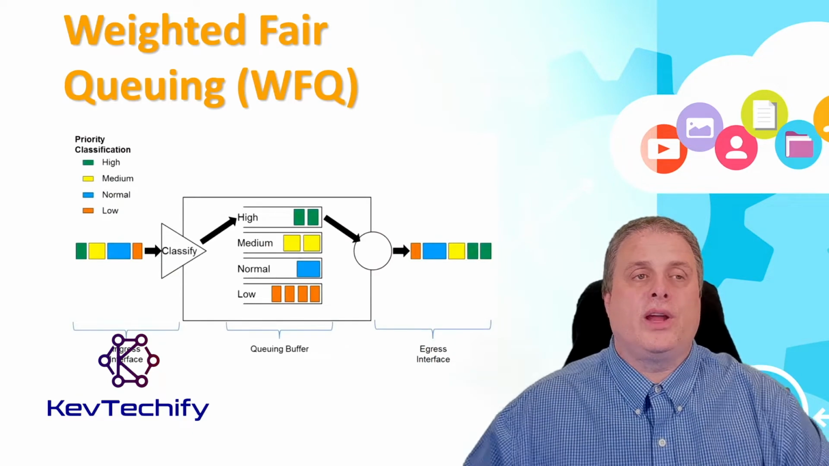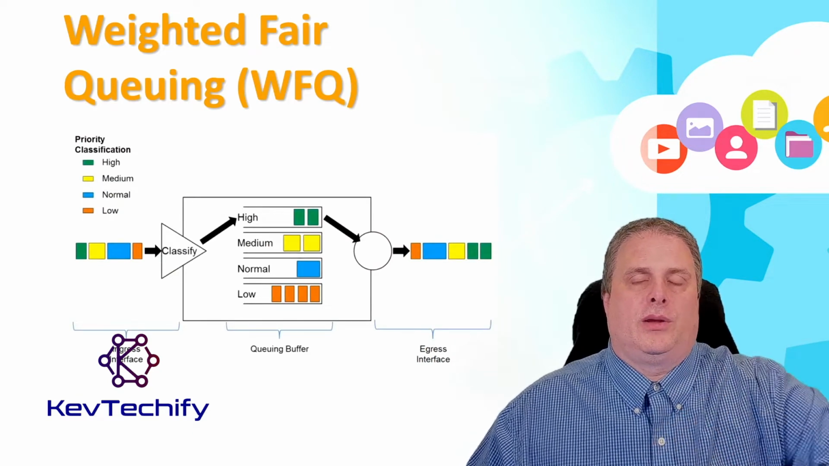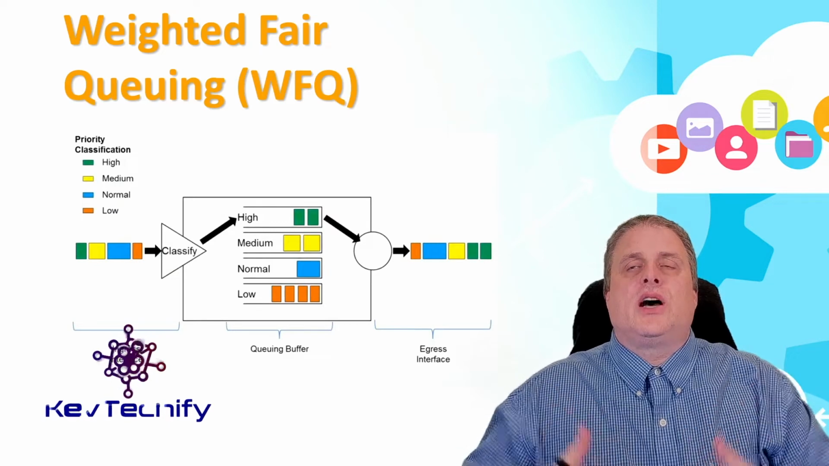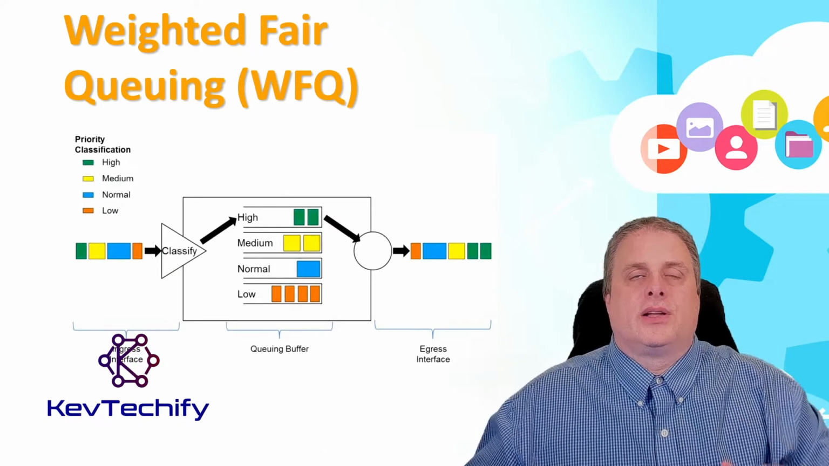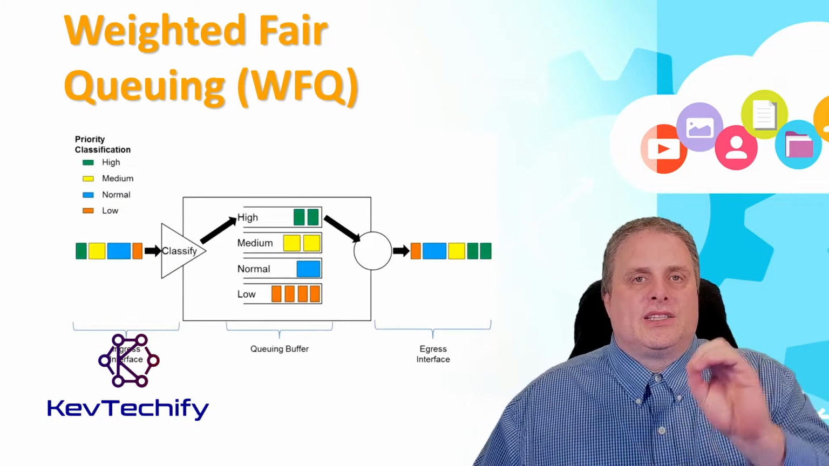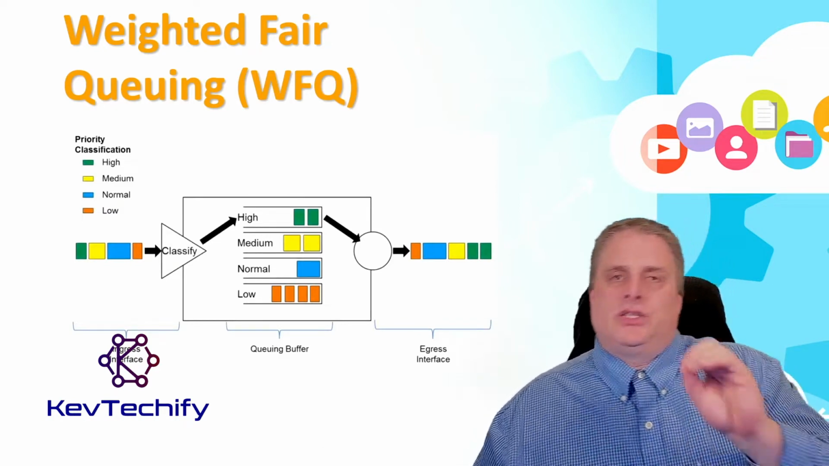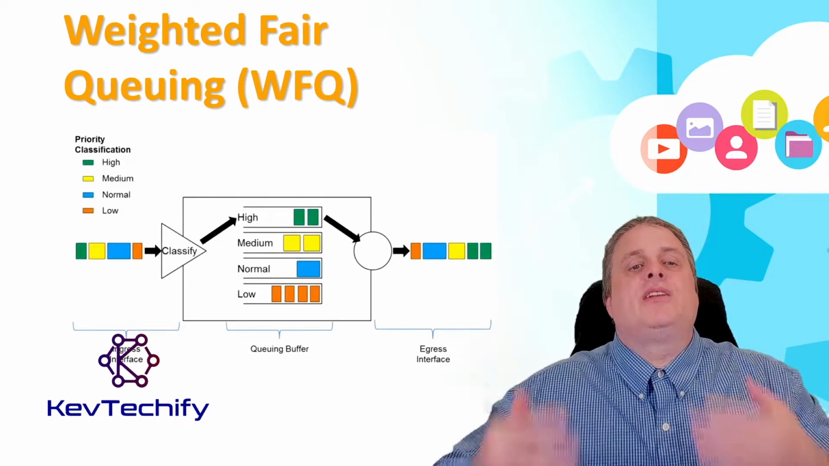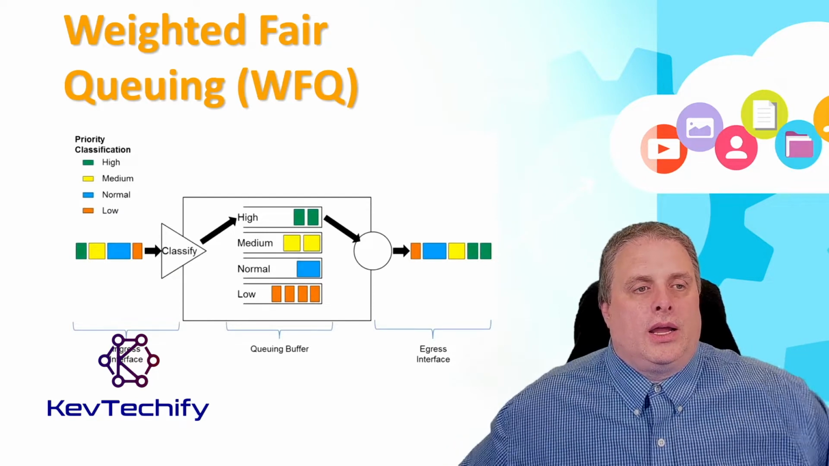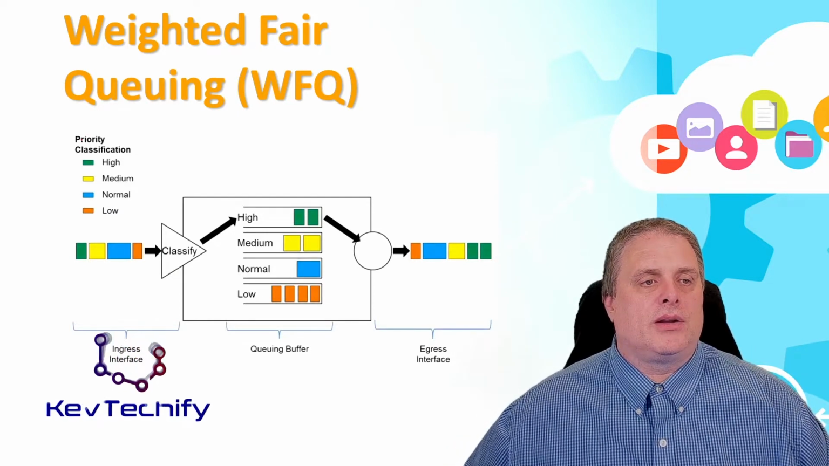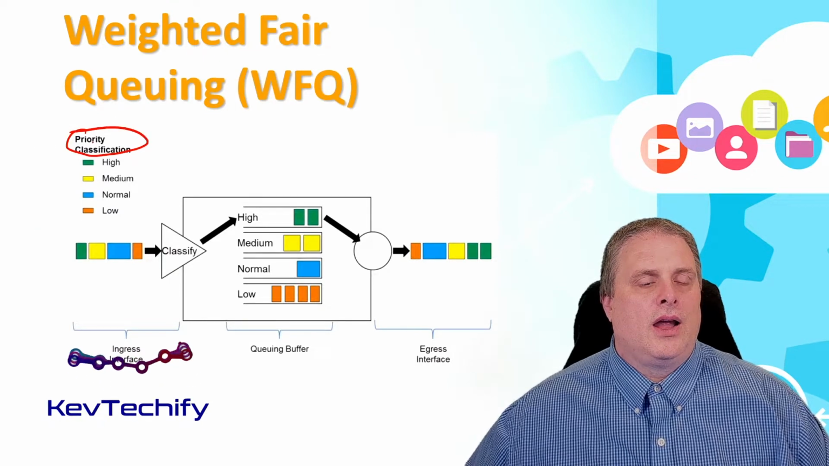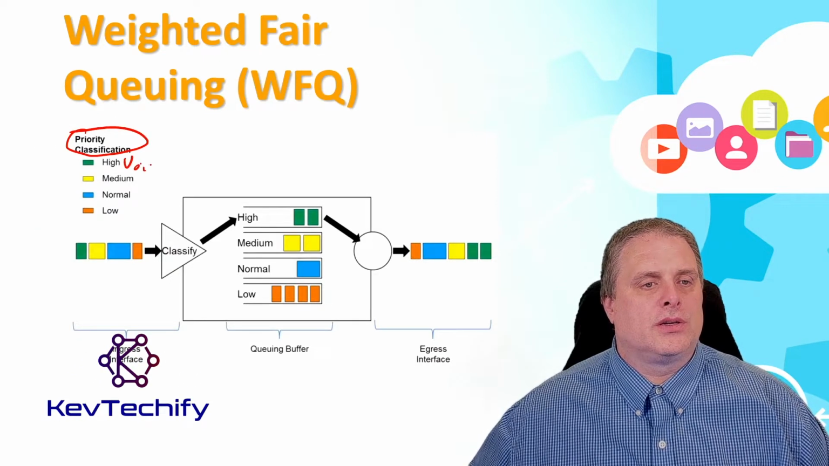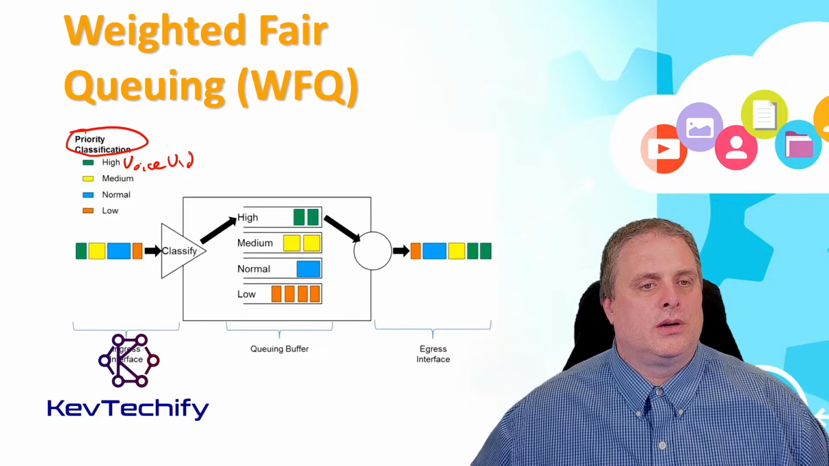The second method we have is the weighted fair queuing method. What this does is it looks at your class and gives it the class of the data, meaning is this voice, is it video, is it financial, is it static web page, and it gives it a priority. And so here we have the priority classification right here, and high would be your voice or video.